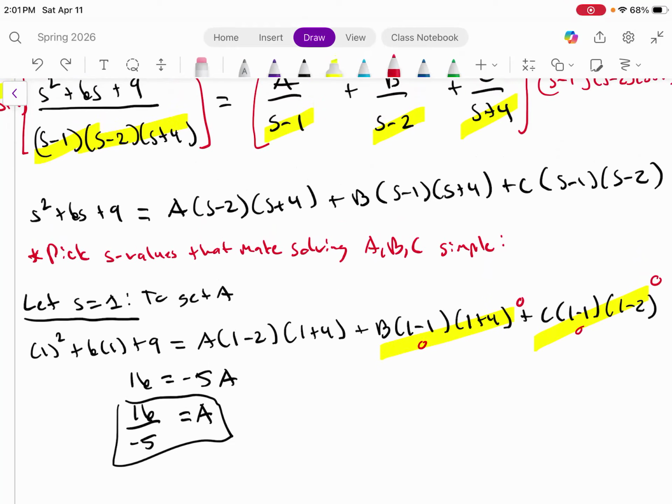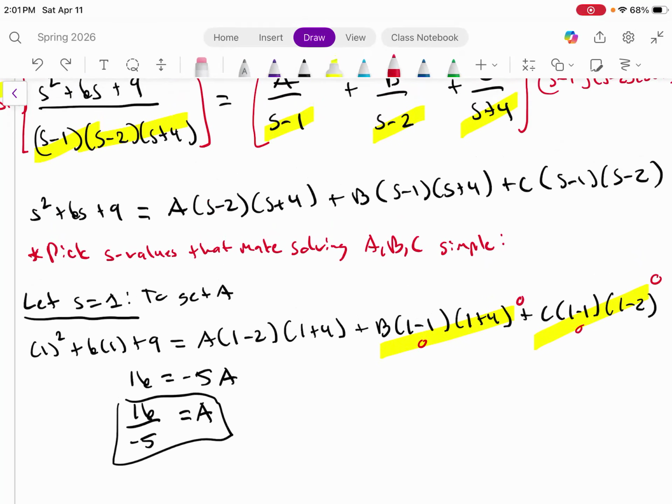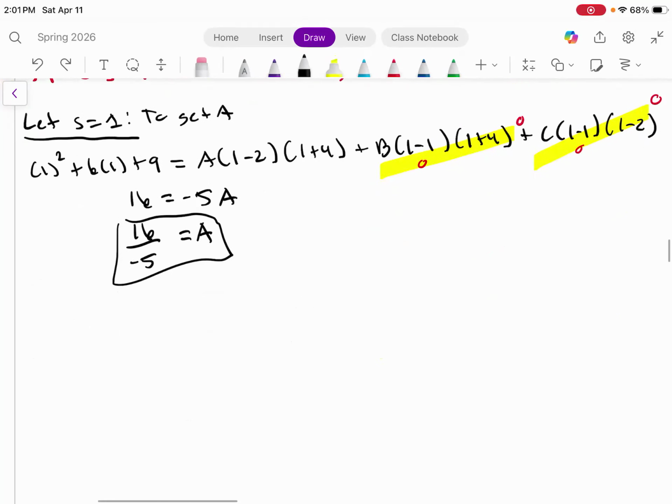So let's focus on B first, right? What do A and C have in common? Well, they have a common term s minus 2. So if I plug in 2, A and C are going to 0. They're going away, and I can just focus on B. So what we're going to do is let s equal 2 to get B.